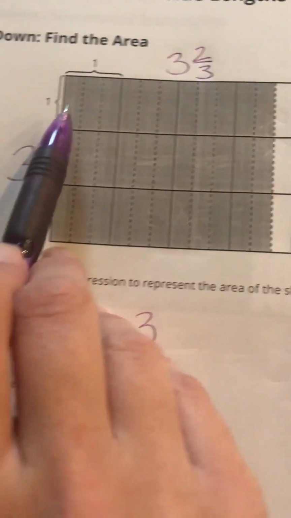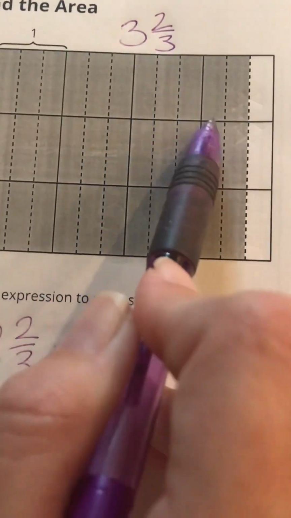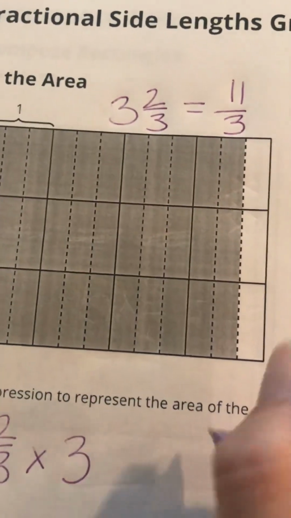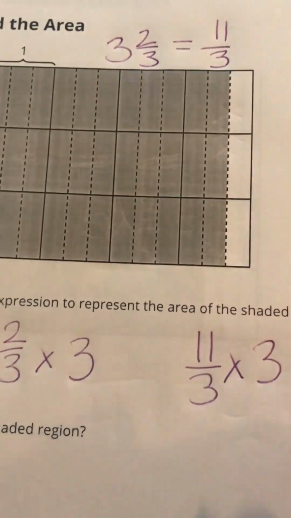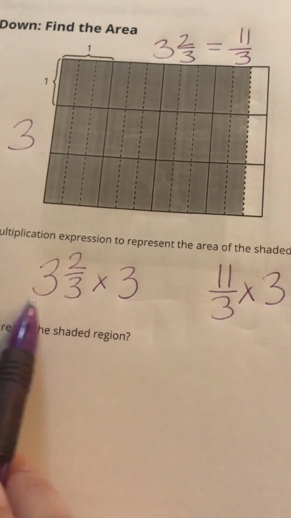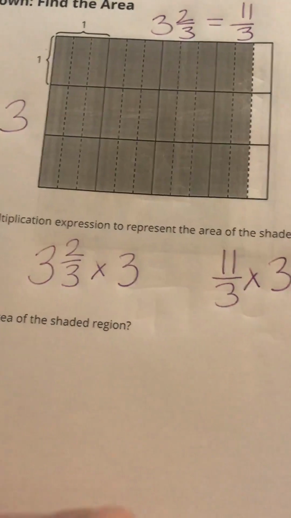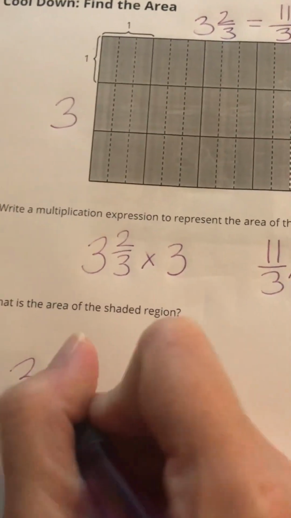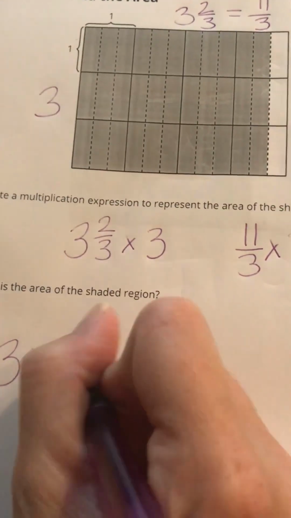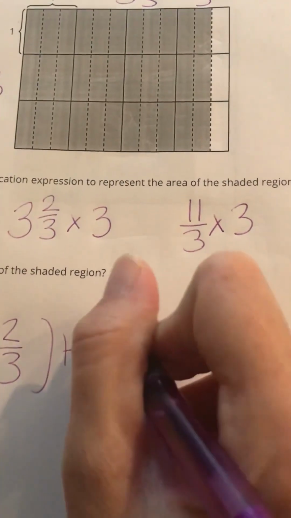Or I could have counted these individually. This is 1, 2, 3, 4, 5, 6, 7, 8, 9, 10, 11. And so 11/3 would be another way to write 3 2/3. So I also could have written this as 11/3 times 3. Now when I work this out, if I use this first one, I have to make sure that I multiply the 3 times the whole number and the 3 times the fraction. So a way that I could write that would be 3 times 2/3, plus 3 times 3.